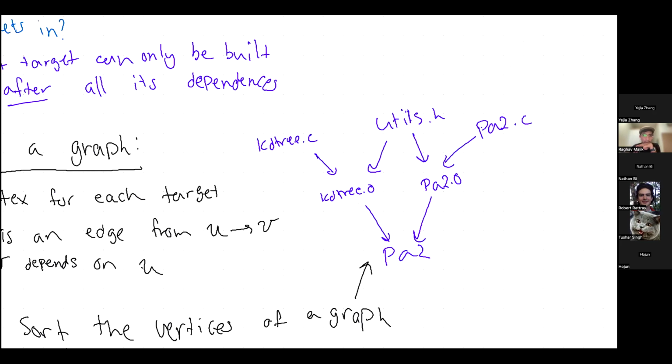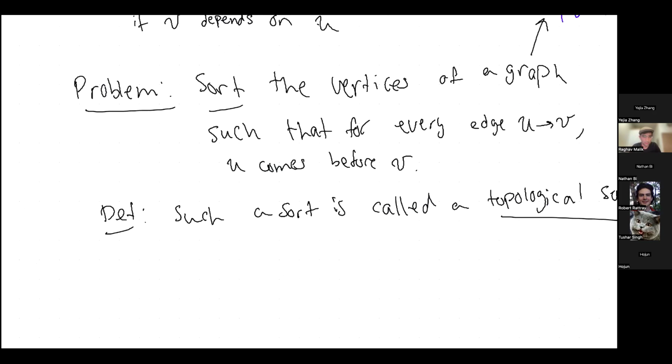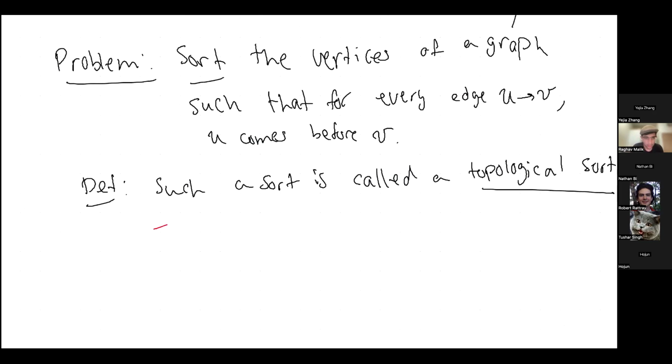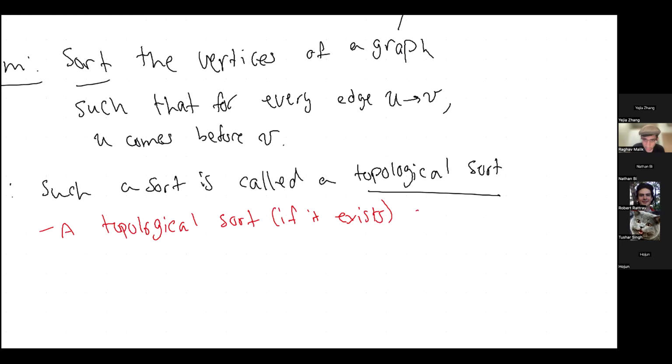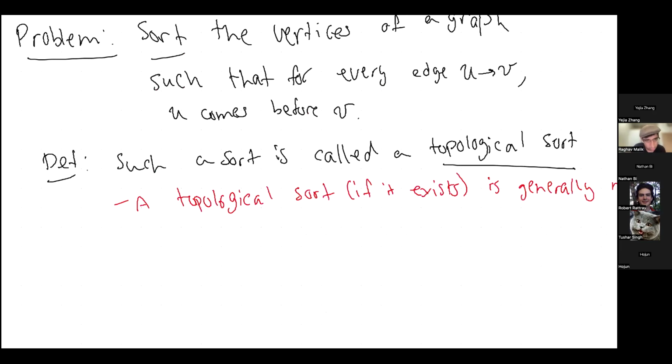Now, it turns out that not every graph can be topologically sorted. Well, okay, maybe I want to write down some important properties here, right? So first of all, a topological sort, if it exists, is generally not unique. The other thing I want to say is a topological sort may not exist.